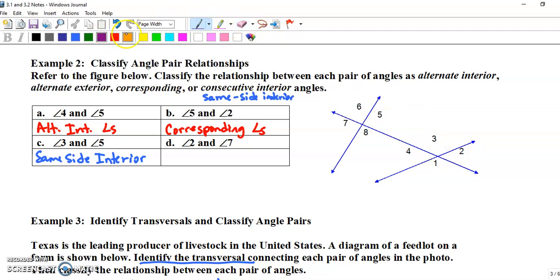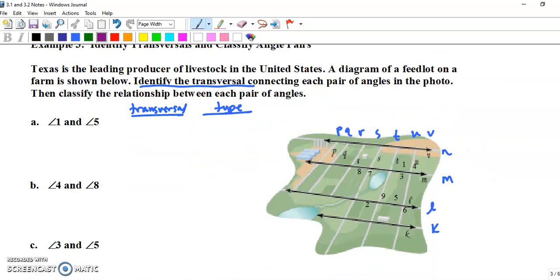Okay, so then if we have angle 2 and angle 7, they're on opposite sides of the transversal, so that's alternate. They are outside of the two lines, so alternate exterior angles. So sometimes you just have a little bit bigger picture going on.